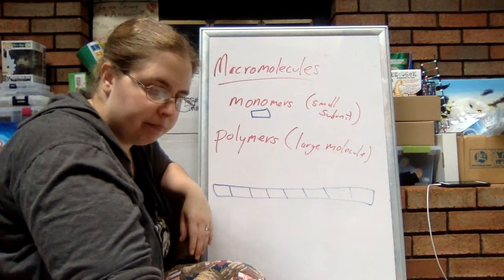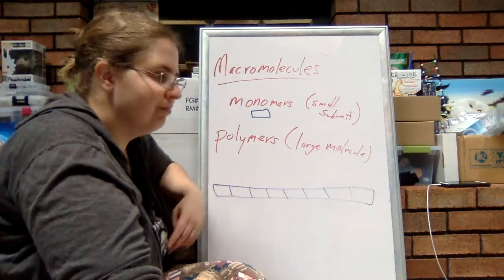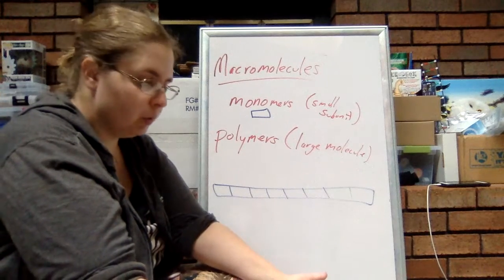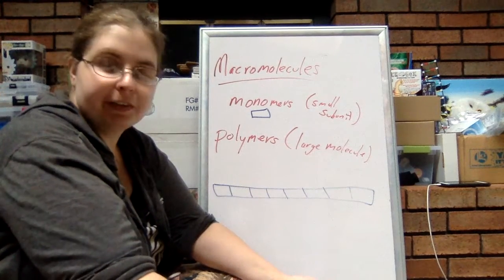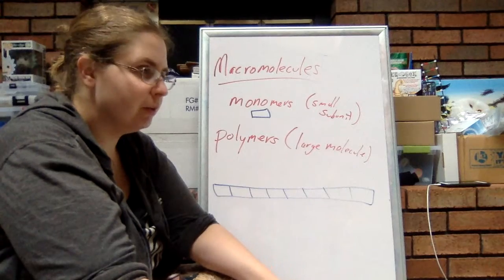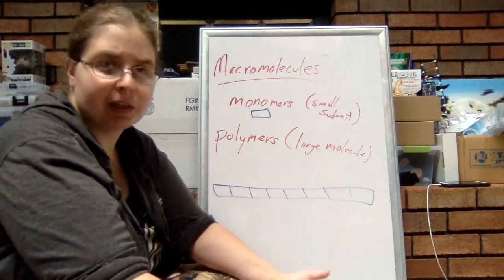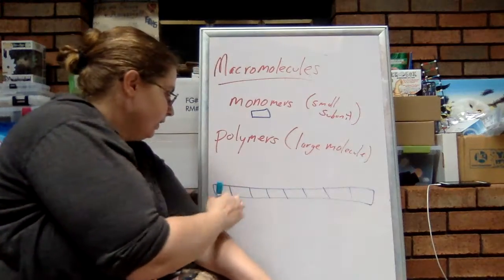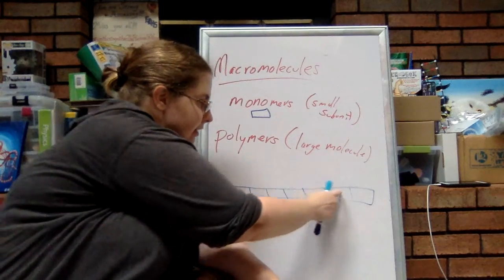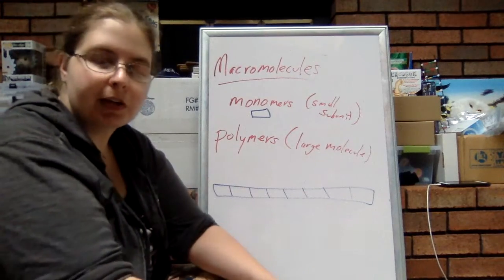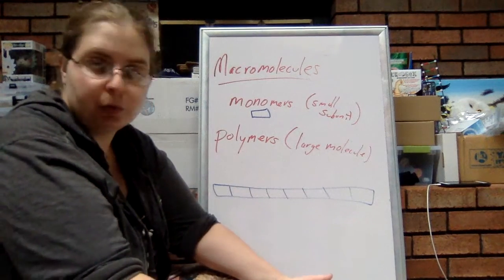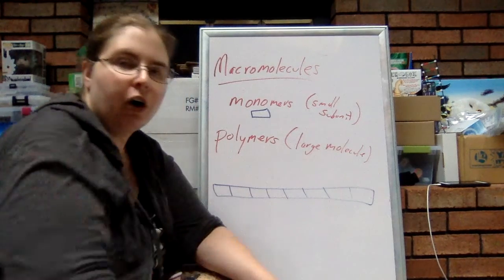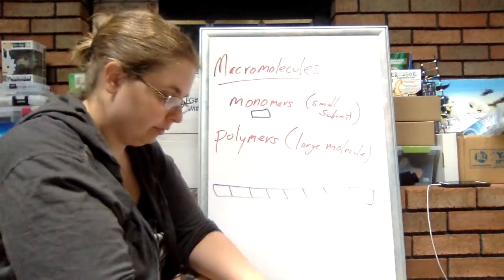One of the most well-known cases, or the ones that we tend to talk about the most, would be proteins. Proteins are these really, really big, very important macromolecules, and they're made up of these smaller subunits called amino acids. So imagine if this entire thing is a protein, then these are all the amino acids that would come together to make this larger protein. And when we bond the monomers together, we call that polymerization.